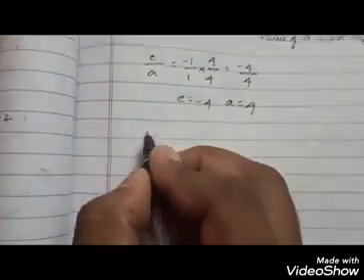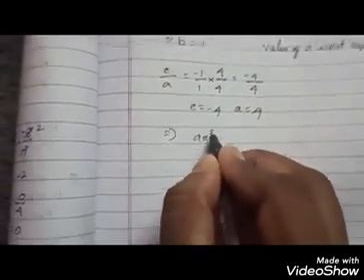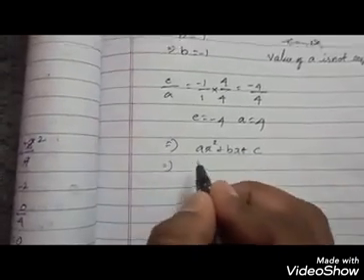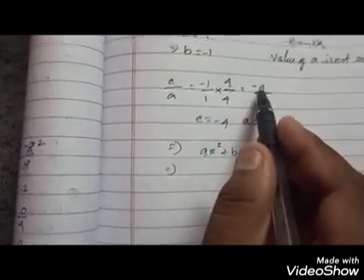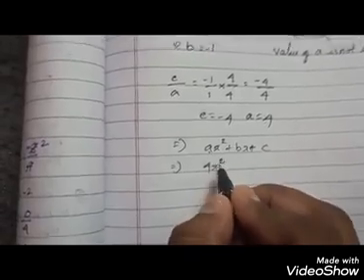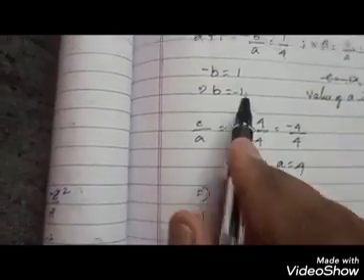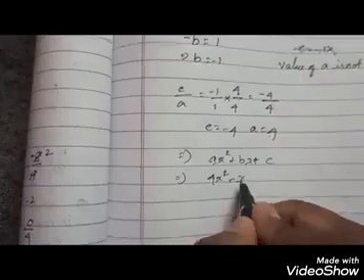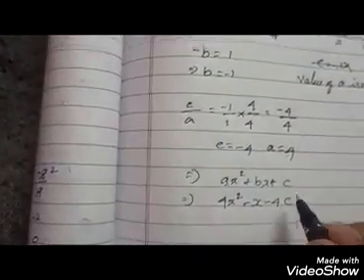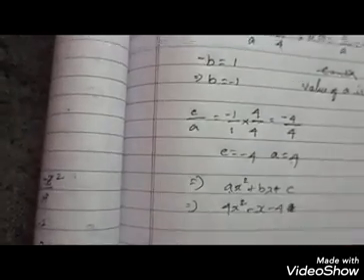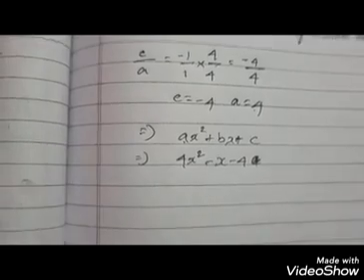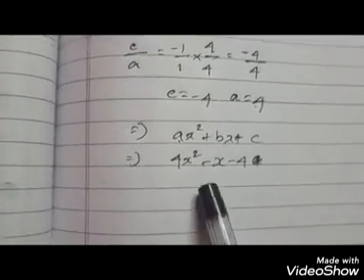So now by using this, ax square plus bx plus c is the basic form. The a value is 4, so 4x square, and the b value should be minus 1, minus x, and the c value should be minus 4. So 4x square minus x minus 4. This is the quadratic equation.